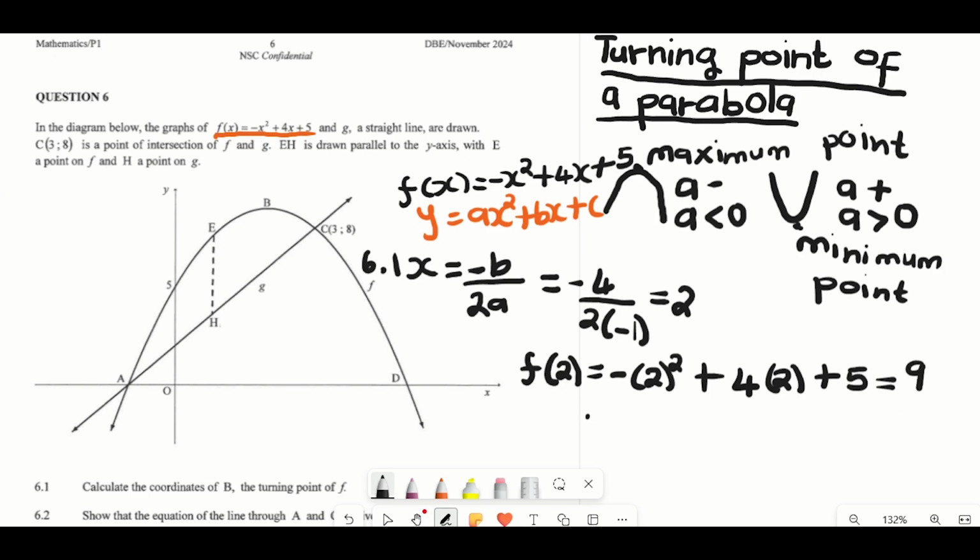So the coordinates of B, which is the turning point of graph f, are: the x value is 2, and the y value is 9. There you go. You're done. You found the turning point. All right, let's look at another example from another past paper.